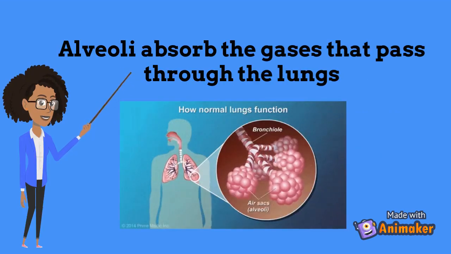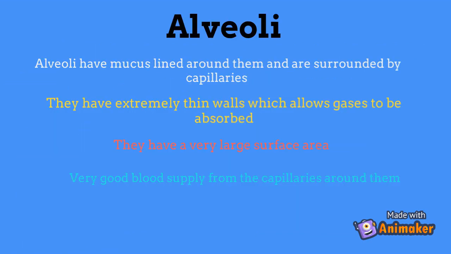Alveoli are really essential because they absorb the gases that pass through the lungs. But how are they able to do that? Well, they have certain features that allow them to do that. Alveoli have mucus around them and are surrounded by capillaries.